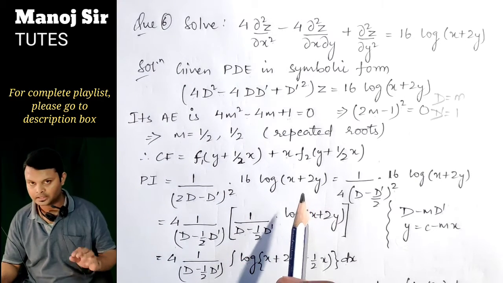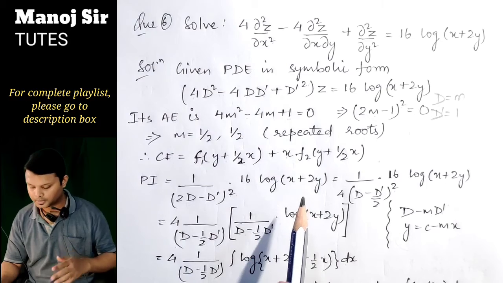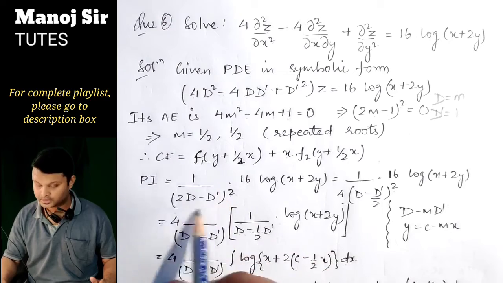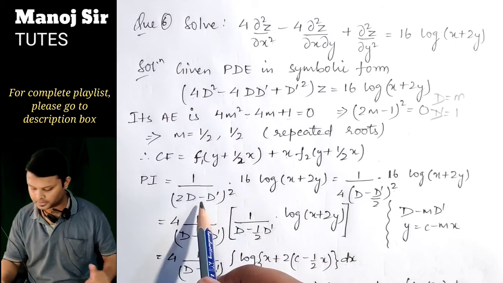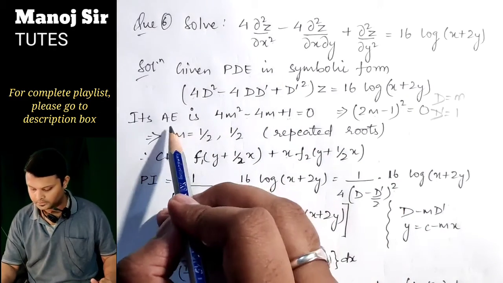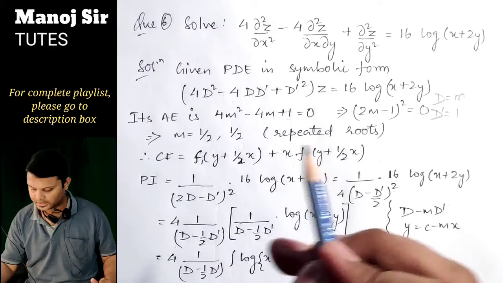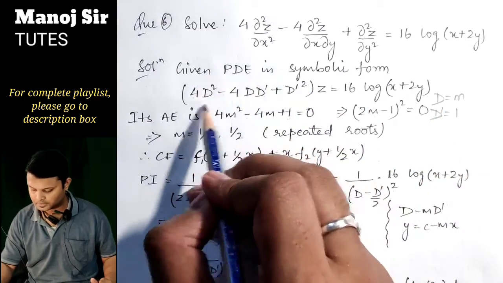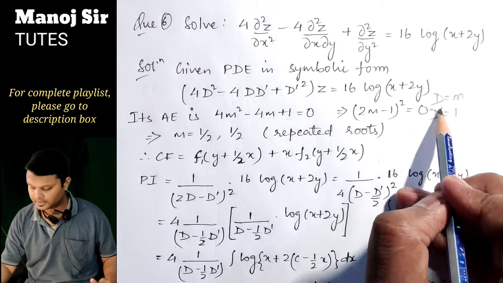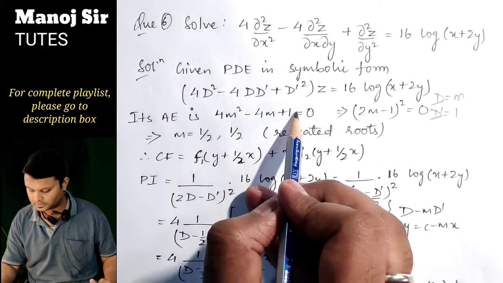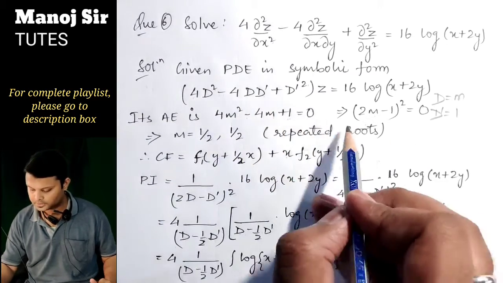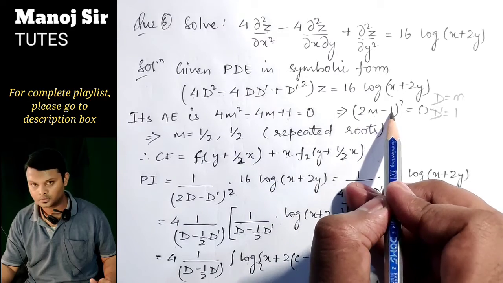Now we need to find the PI, that is the particular integral, and that is the most important part of this video. So first of all we need to write PI in this format. How can we write it in this format? Because in the given problem we have this. While writing the auxiliary equation, I simply took this part which is in the bracket, and put D equals m and D dash equals 1, and I got 4m square minus 4m plus 1. On solving this you will get (2m minus 1) whole square.